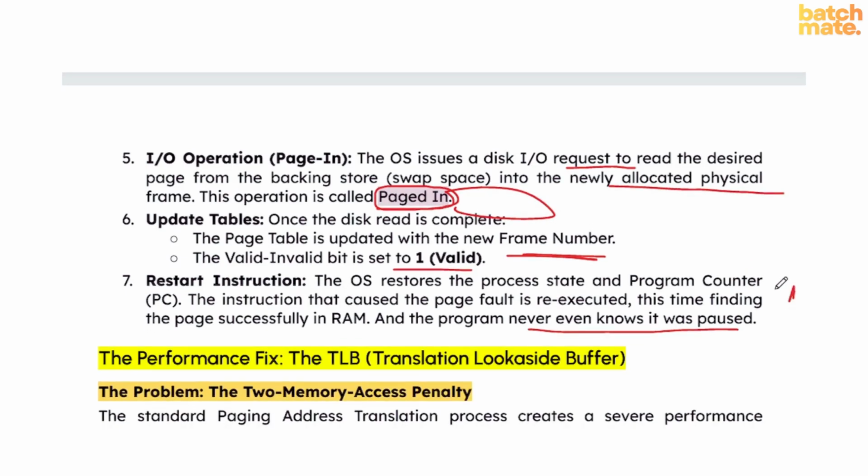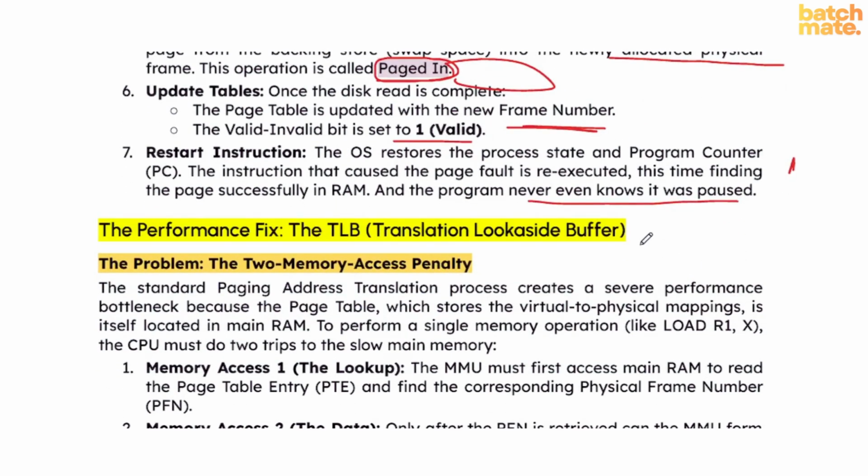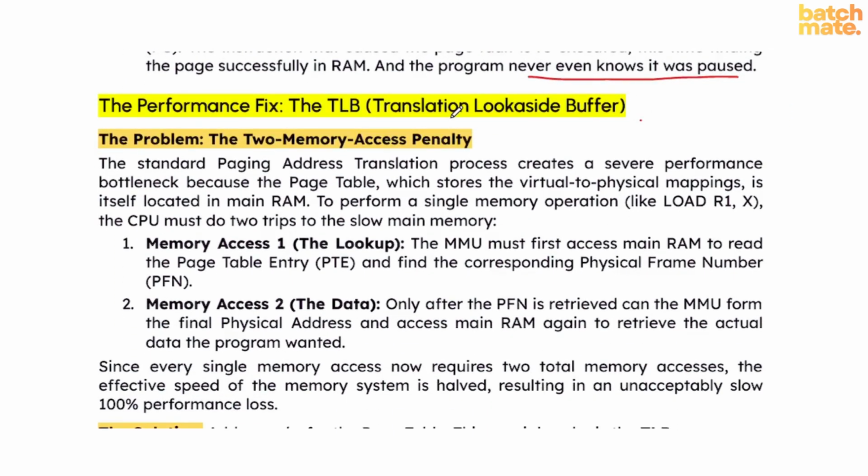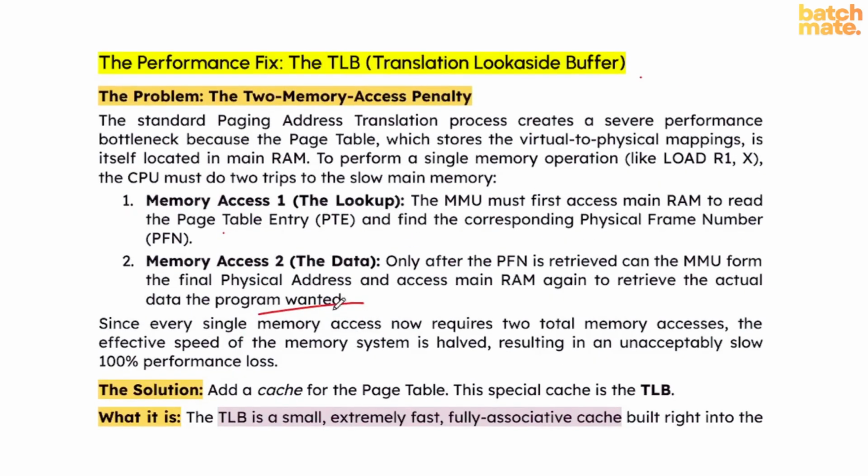We have one final problem: speed. The page table itself lives in RAM. So, to fetch data, we have to first go to RAM to read the page table and get the PFN. Only after the PFN is retrieved can the MMU form the final physical address and access main RAM again to retrieve the actual data the program wanted. So, we just doubled our work. Every single memory access now requires 2 total memory accesses. This cuts performance by 50%.